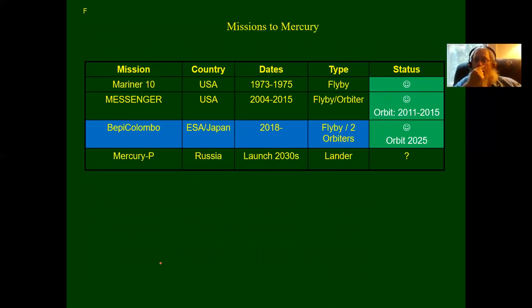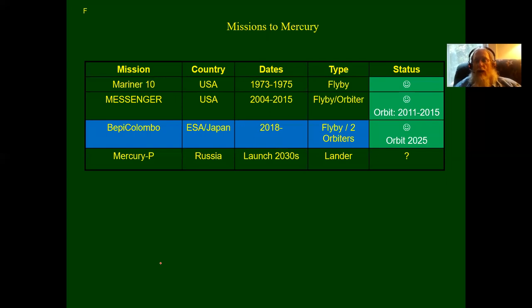All right. In the inner solar system, Mercury is the least studied planet. Mariner 10 did 3 flybys in the 70s. Messenger did a series of flybys and then went into orbit for 4 years, a quite successful mission. BepiColombo, it's on its way there with a pair of orbiters.